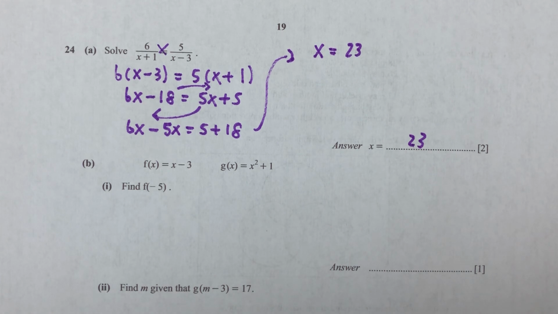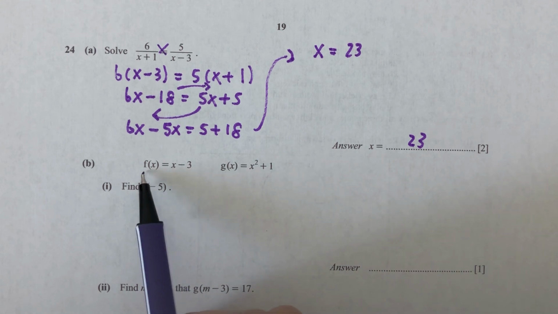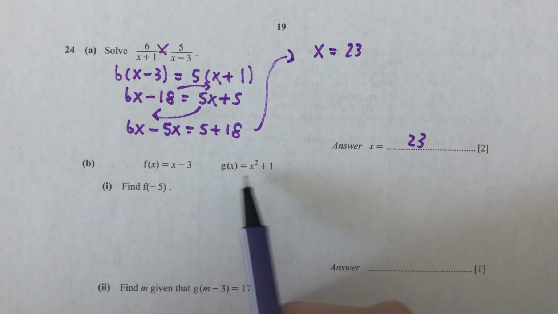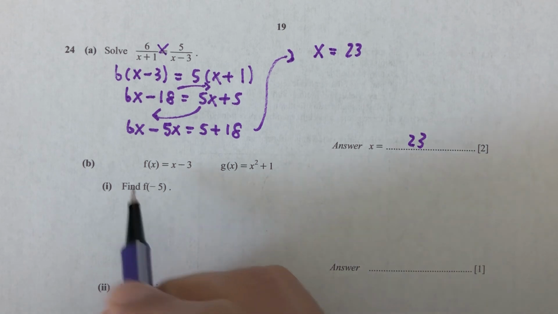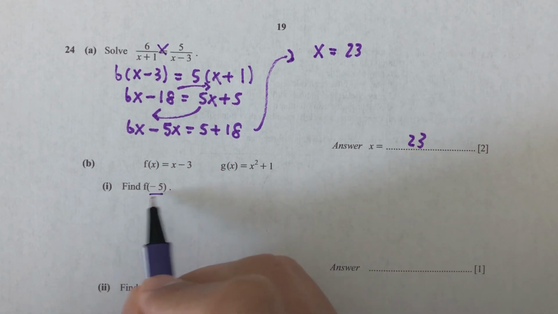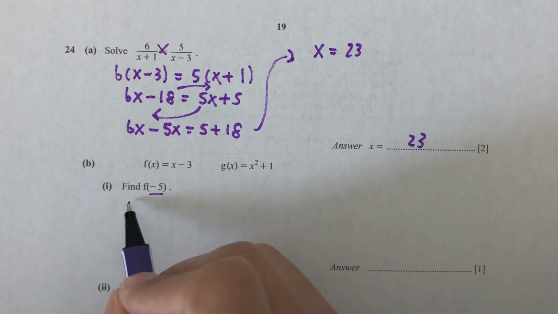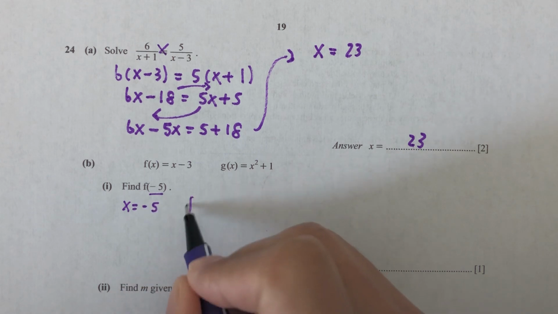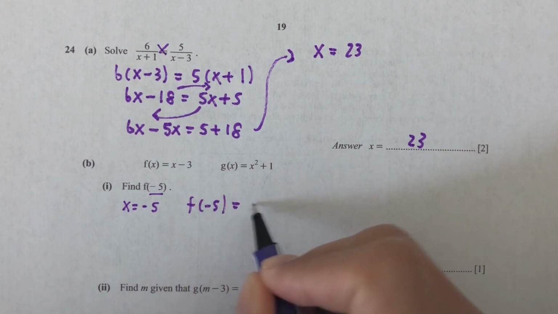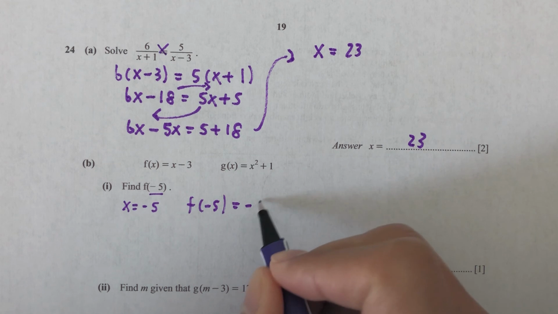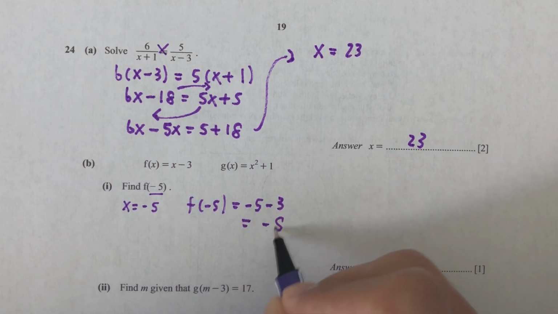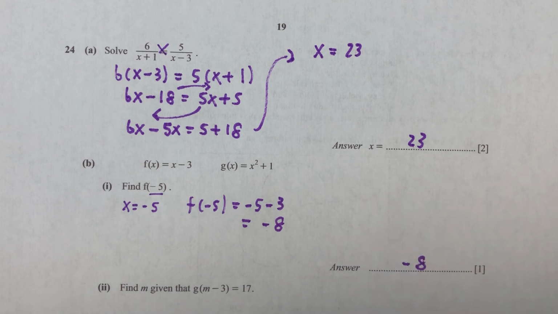Okay, so now moving on to part B. We have two functions, f and g. f is equal to x minus 3. g is equal to x squared plus 1. Now for part 1, we have to find f of minus 5. Basically, we replace the value of x by minus 5. So f of minus 5 is minus 5 minus 3, which is minus 8. And that is your answer for part 1.